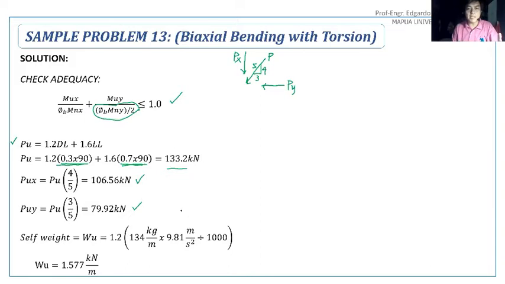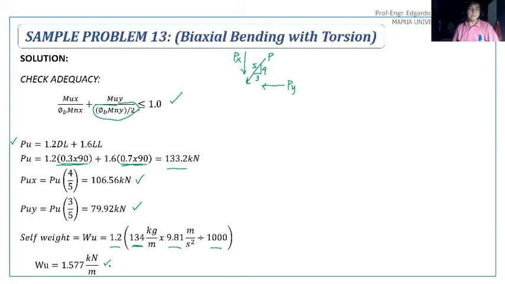Tapos as sinabi sa problem, we have to include also self-weight. So the self-weight is 134 kg per meter. Kinuha ko to sa steel manual. Tinimes ko ng gravity, 9.81. Dinivide ko ng 1,000 para siya maging kilonewton. Tapos minultiply ko siya ng 1.2 kasi this is a dead load. Factored load, factor for dead load, 1.2. So I got W sub u, yan yung self-weight, 1.577.